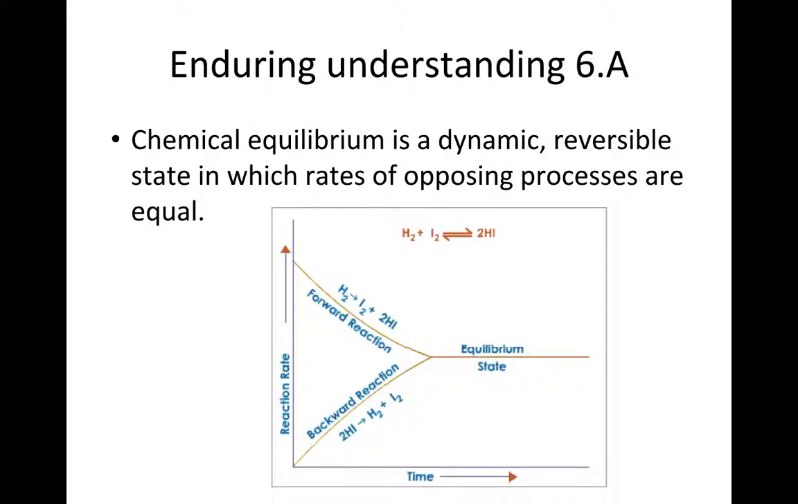Now, once you reach the equilibrium state, because you are forming and using up reactant and product at the same rate, your concentrations don't change. Because your concentrations don't change, your rates don't change, and as a result, you have reached a stable situation where nothing is changing except it is dynamic. You do have the forward and reverse rate still occurring. They're just not resulting in any change. That's what we call equilibrium.